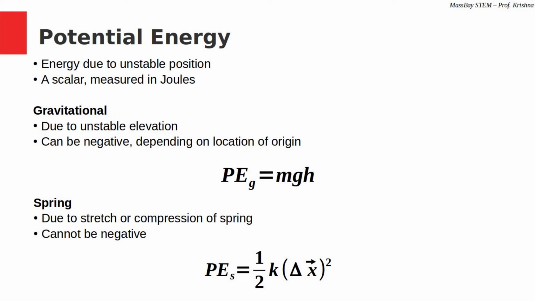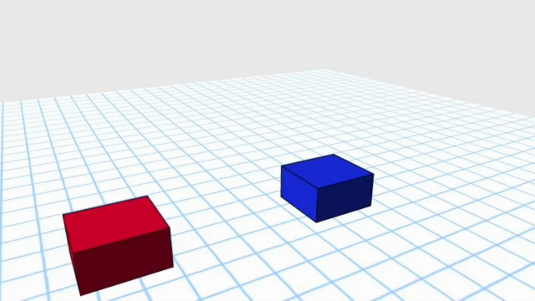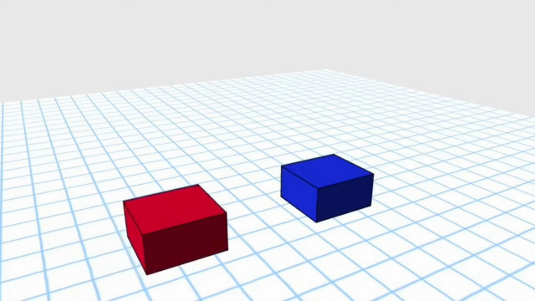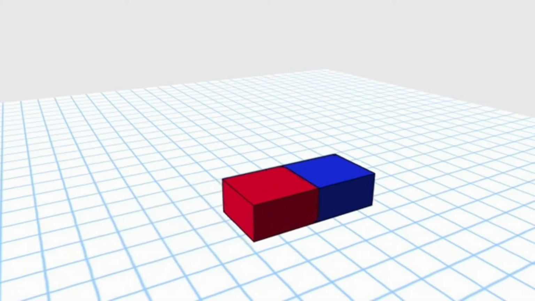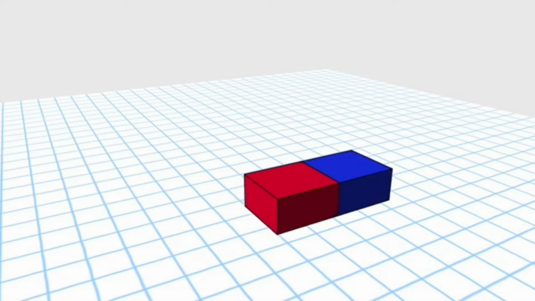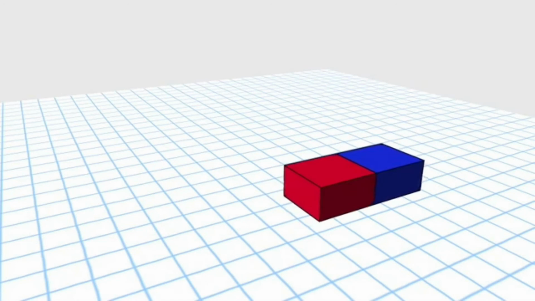At this point, we still haven't defined energy. Let's take another look at each of our animations. The red block has kinetic energy. It collides with the blue block and then starts pushing. In other words, it applies a force on the blue block as it pushes it through a distance. It does work on the blue block.